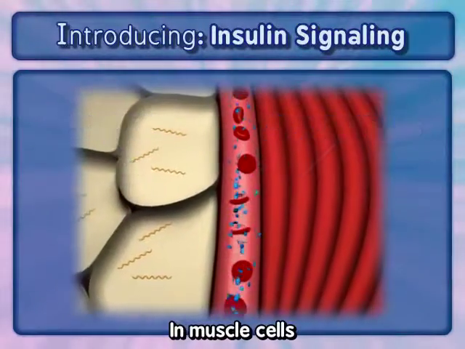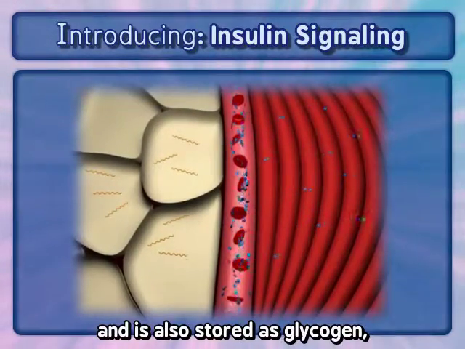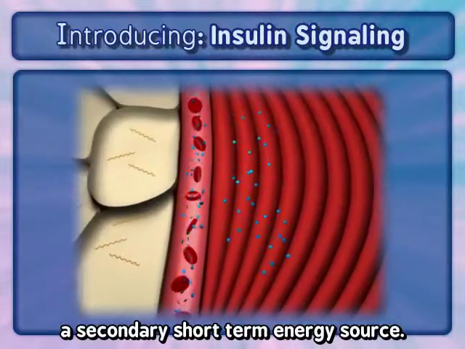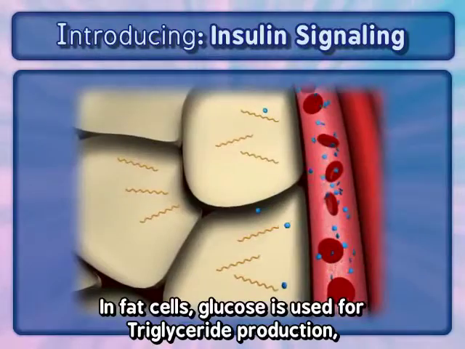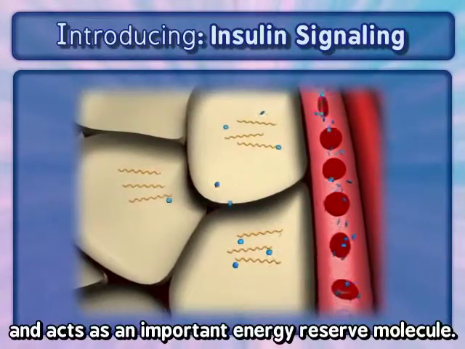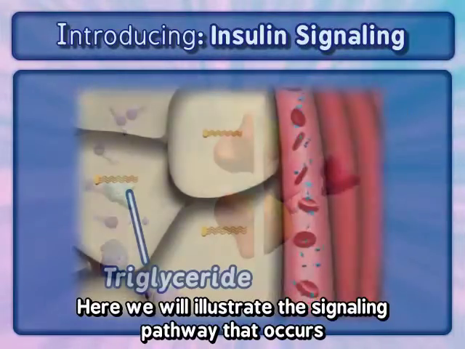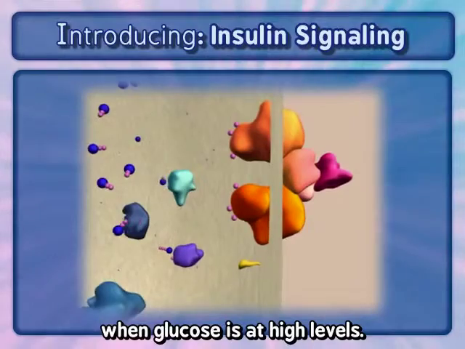In muscle cells, glucose is readily used to produce energy and is also stored as glycogen, a secondary short-term energy source. In fat cells, glucose is used for triglyceride production and acts as an important energy reserve molecule. Here, we will illustrate the signaling pathway that occurs when glucose is at high levels.